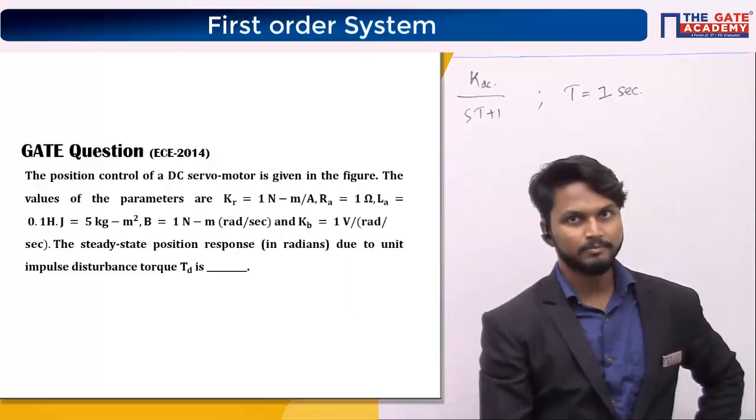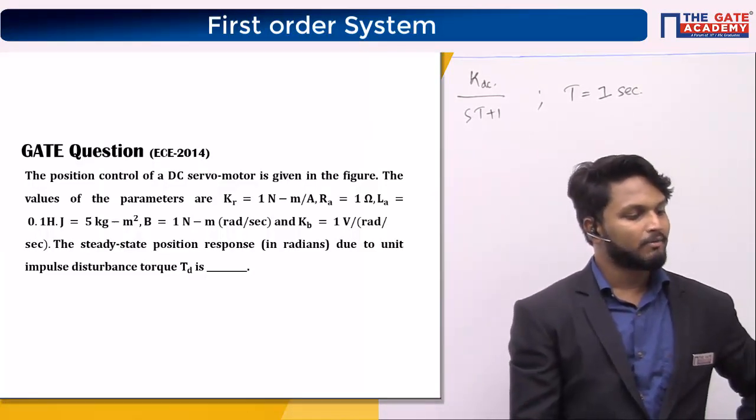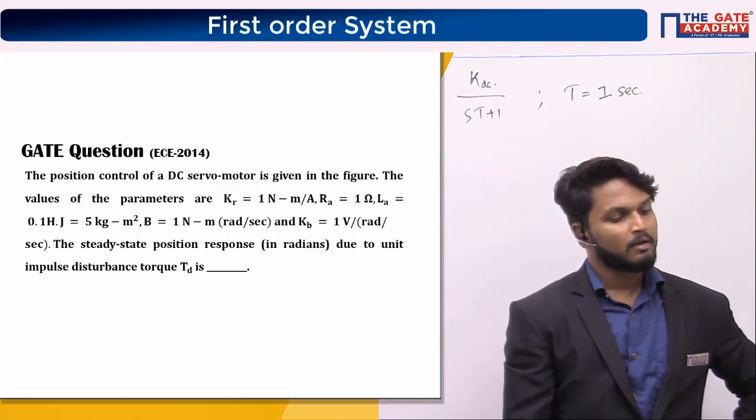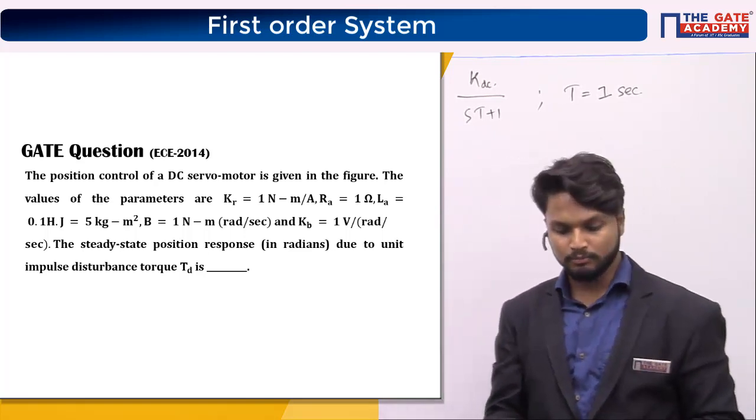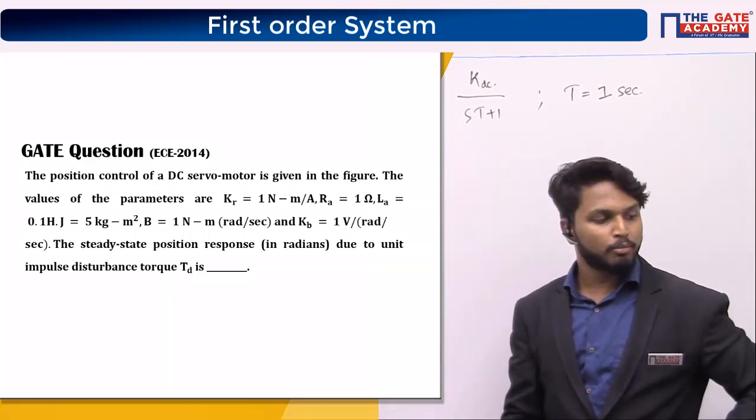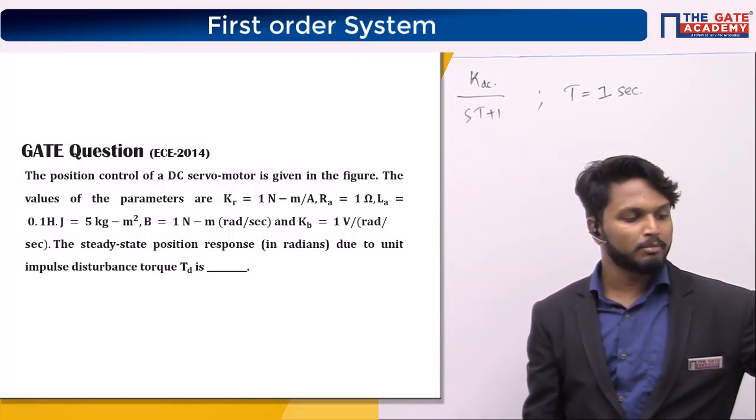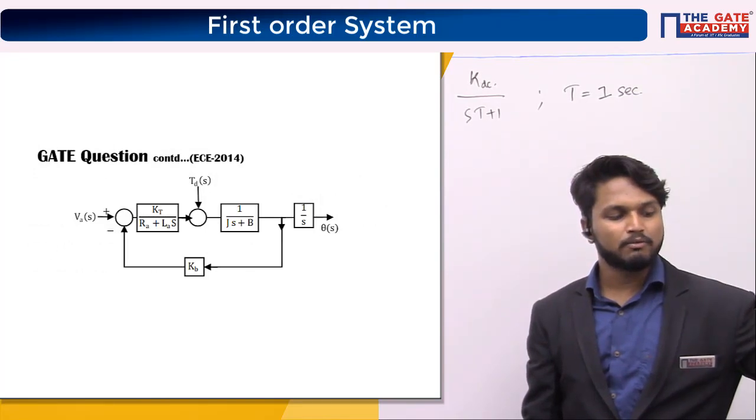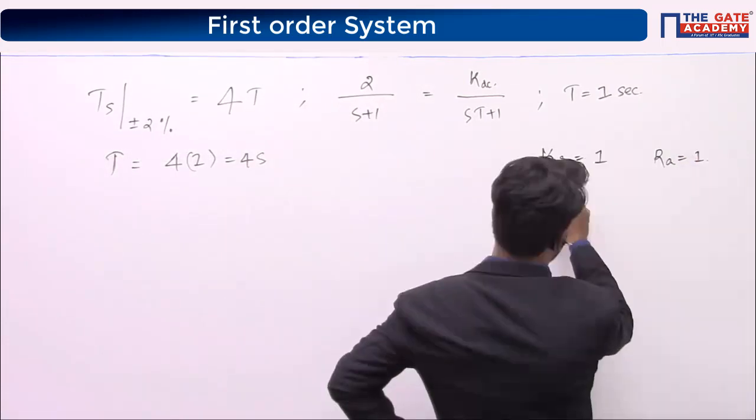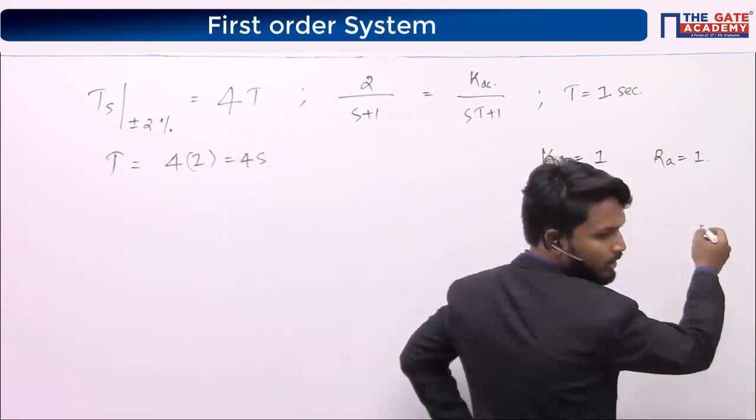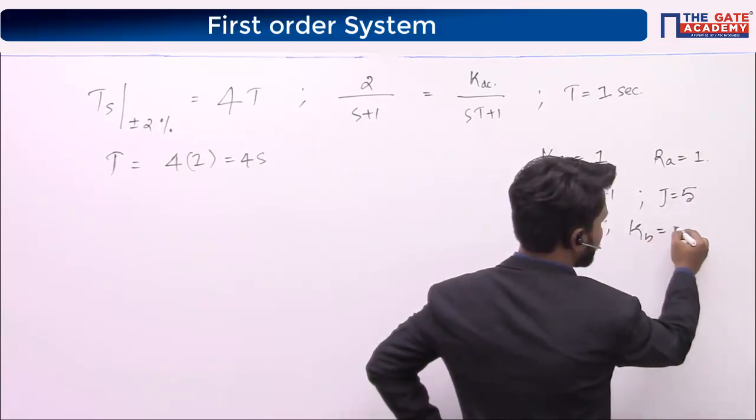So take down the question here. The position control of a DC servo motor is given in the figure. The values of the parameters are Kt is equal to 1 Newton per meter, Ra is equal to 1 ohm, La is equal to 0.1 Henry, J is equal to 5 kg, B is equal to 1 Newton meter, Kb is equal to 1 volt. Kt is equal to 1, Ra is 1, La is 0.1, J is 5, B is 1, Kb is 1.